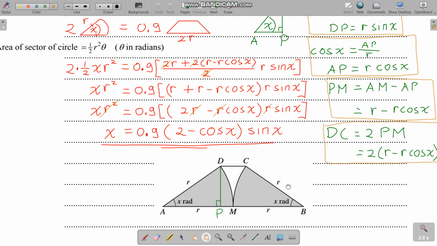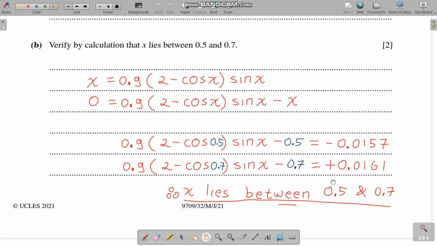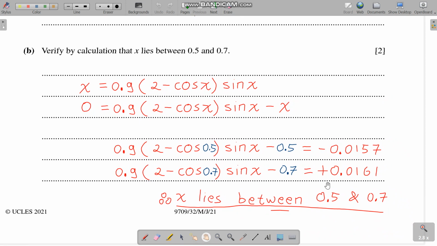Alright, part B is here. Verify that x lies between 0.5 and 0.7. So this is the equation we proved before. To verify, we move everything to the right, so we have 0 equals something, and we use the right hand side here. Plug in 0.5, plug in 0.7. You should get something negative and something positive, and draw a conclusion. Therefore x lies between. So that's how we verify.